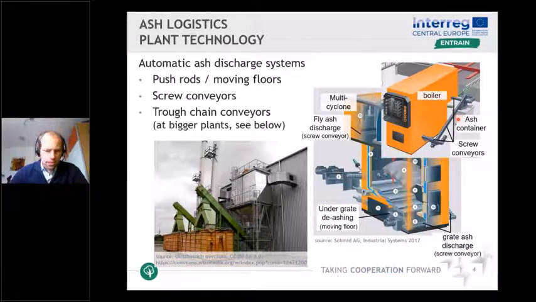It is also possible at bigger plants that drag chain conveyors are used. You can see this here, the green devices which transport the ashes below an electrostatic precipitator again into the containers then. So these are the three main technologies which are used for automatic ash discharge.